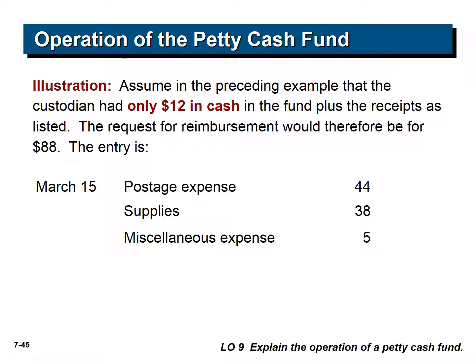Assume in the preceding example that the custodian only had $12 in cash. What's the problem? You were short, and so we use an account called cash over and short to make up the difference. That's basically meaning that you didn't have the cash. As long as it's a small amount, then you don't get real excited about it, but you keep an eye on that.